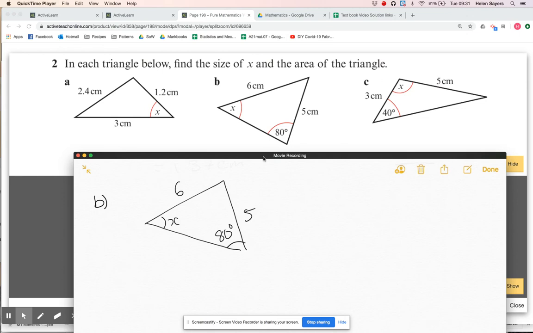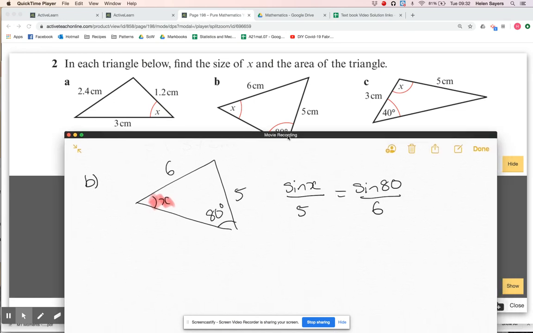For sine rule, it's easier to have the unknown in the numerator of your fraction. So it's easier to have it as sine x over 5 equals sine 80 over 6. It would work if you had those fractions the other way around, so 5 over sine x and 6 over sine 80. It's just a little bit easier this way, because then I can say sine x is sine 80 over 6 times 5.